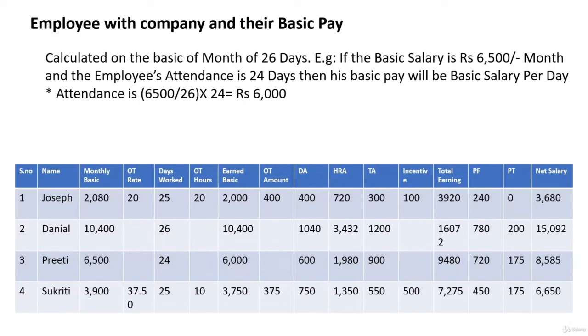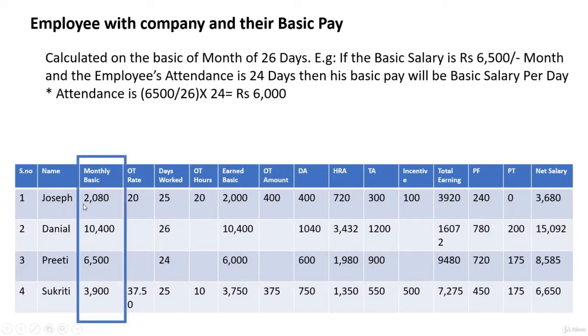Why? We have taken the total amount of basic salary. We are calculating the salary for 1 day, that is dividing by 26, and then we are multiplying by 24 days to calculate the salary for the present days. So it comes to 6,000 rupees.